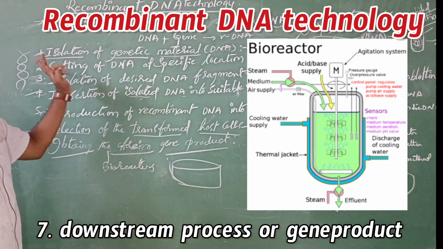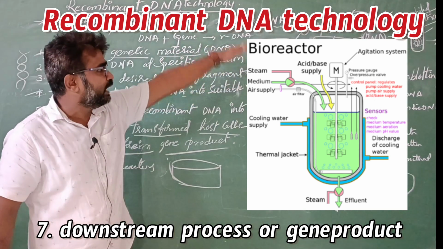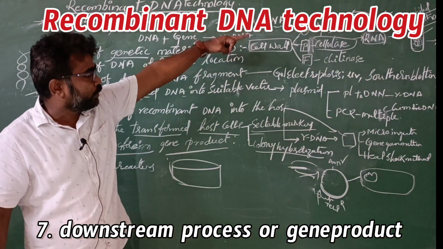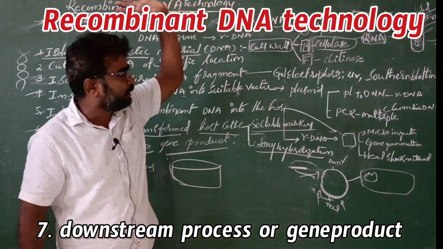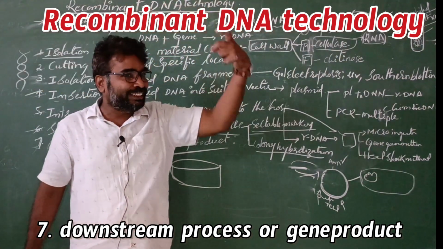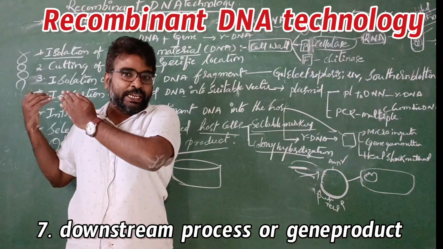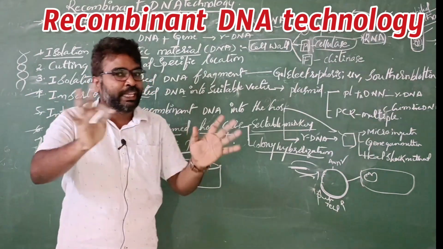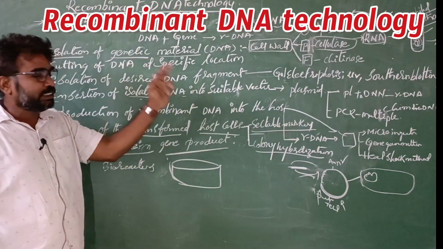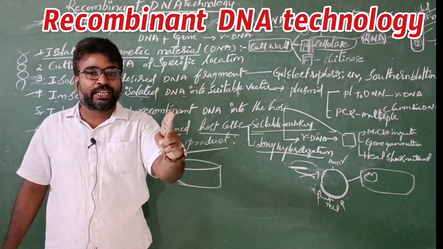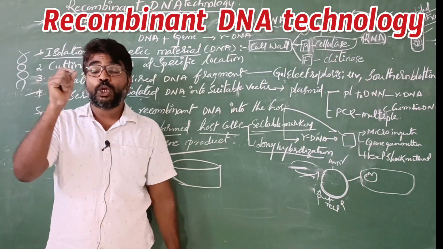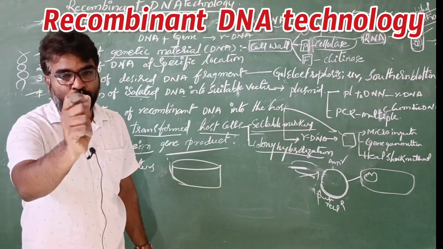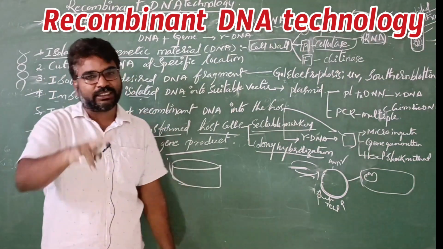Number 1. Isolation of DNA by using different enzymes like lysozyme, cellulase, chitinase. Then we are using protease. Then we are using cold ethanol. Then at that time we spool out the DNA. That's the first step. The second step, we have to cut the wanted DNA into fragments by using restriction endonucleases. That is the second step.